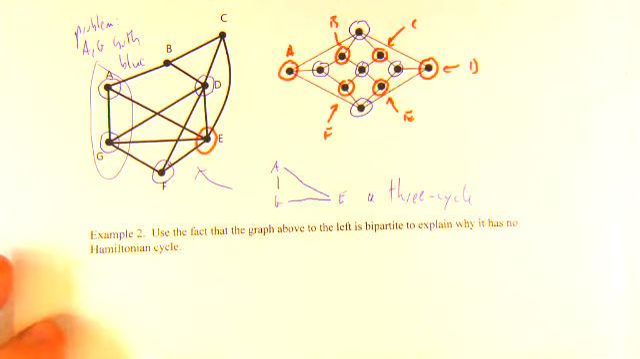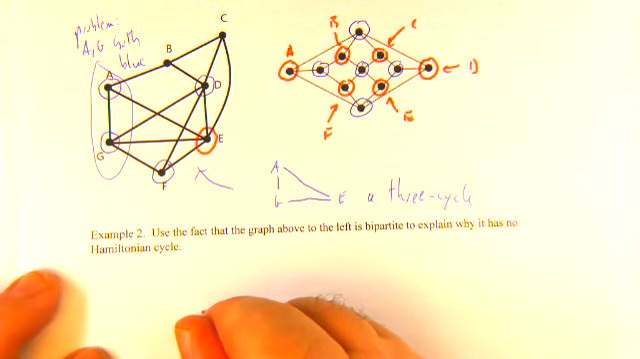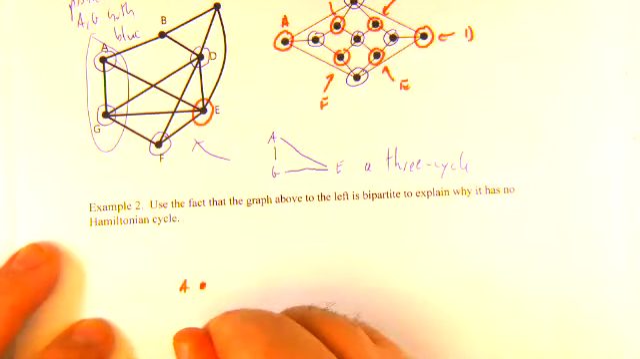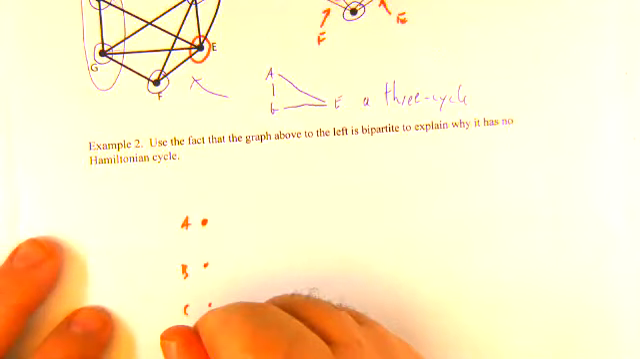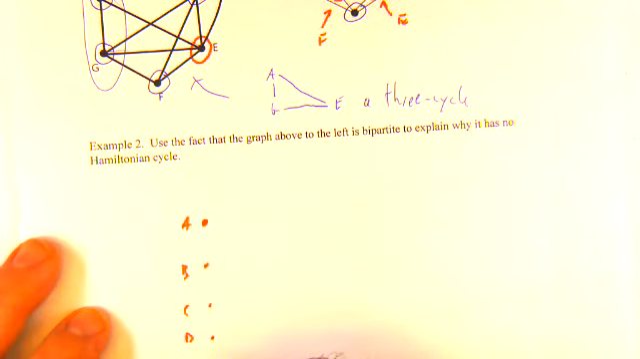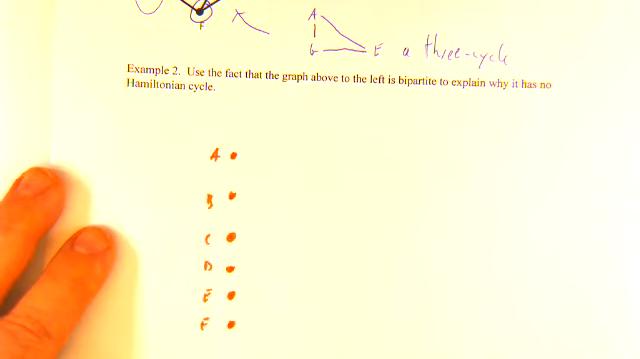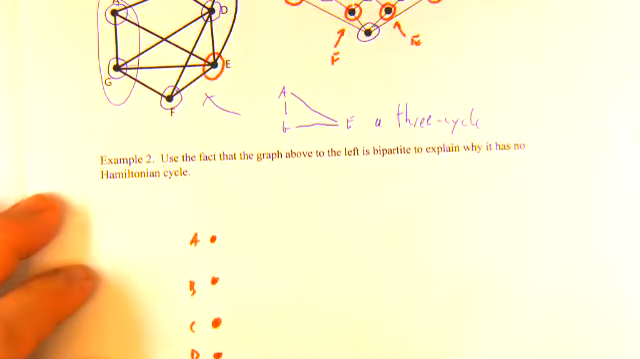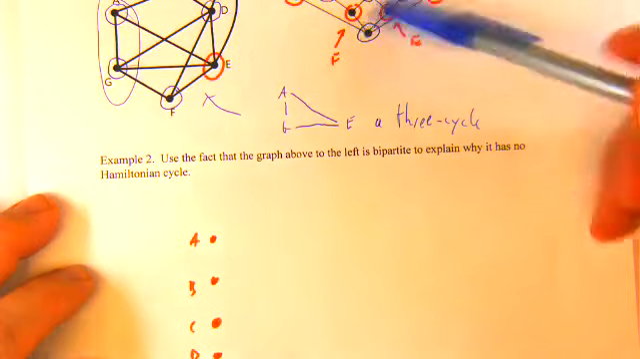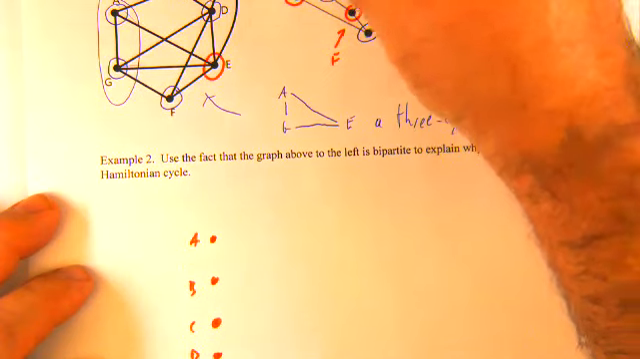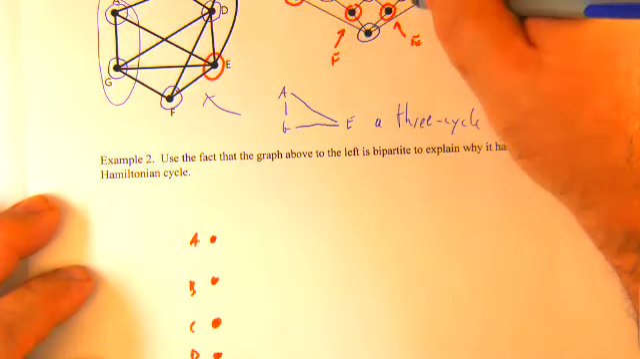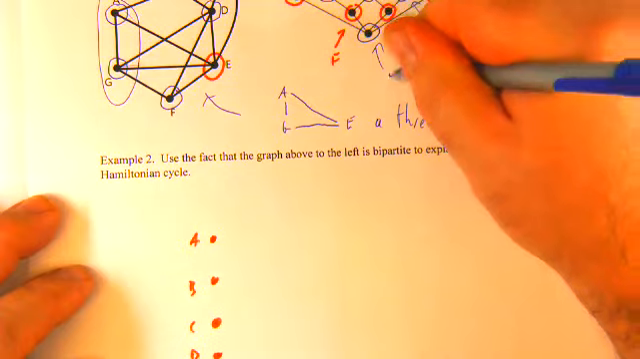I'm going to redraw the graph, but I'm going to draw it in a different shape. So A, B, C, D, E, and F. Vertices a little bigger. So I'm going to draw those red vertices all in a column. And then how many blue vertices do I have? 1, 2, 3, 4, 5. And so I'll call this one R, this one S, T, U, and V.